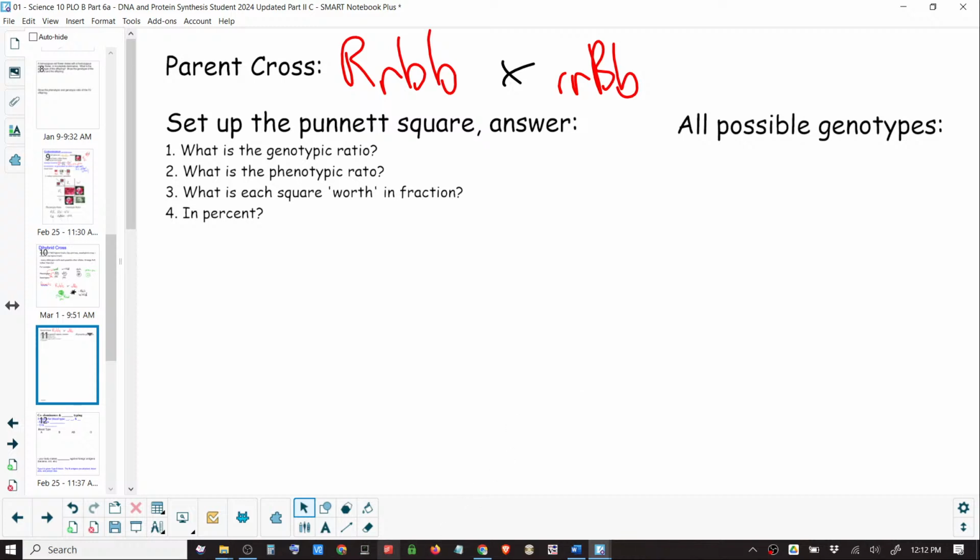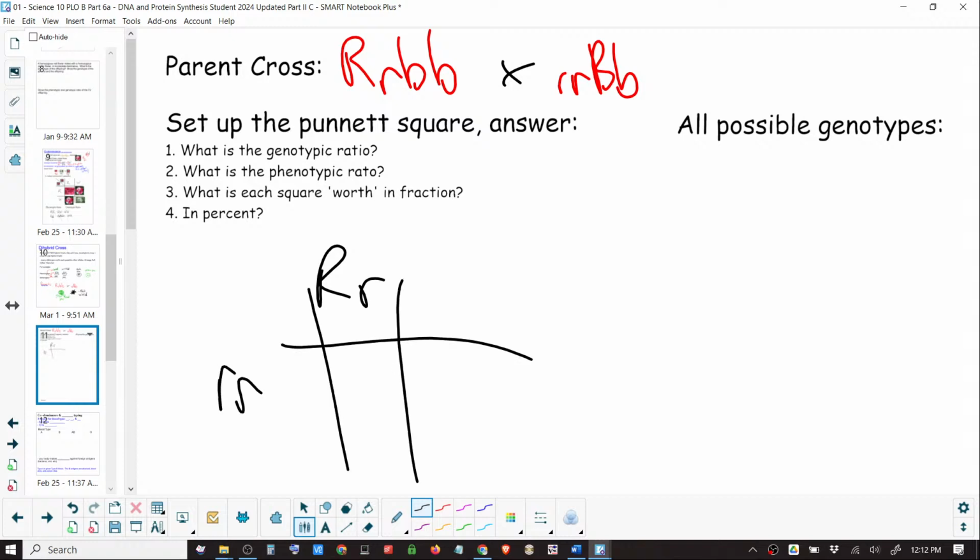And we are now going to do a Punnett square of all of these. So a regular Punnett square would take something like, the parents don't write this part down, RR and RR, and we'd make a Punnett square.